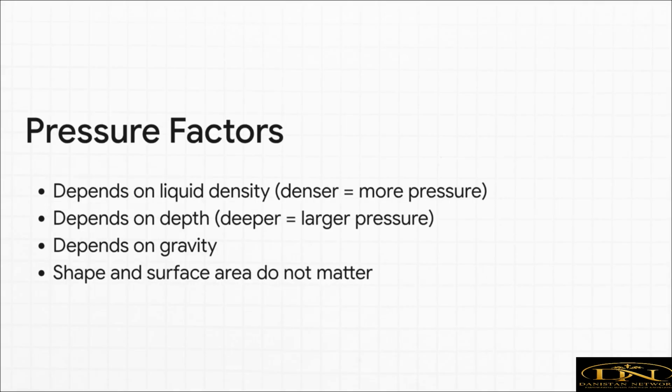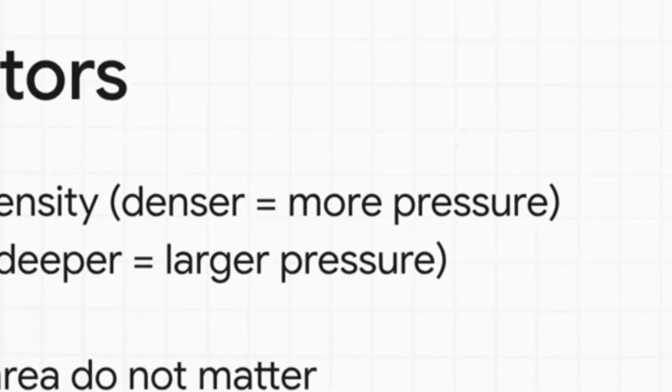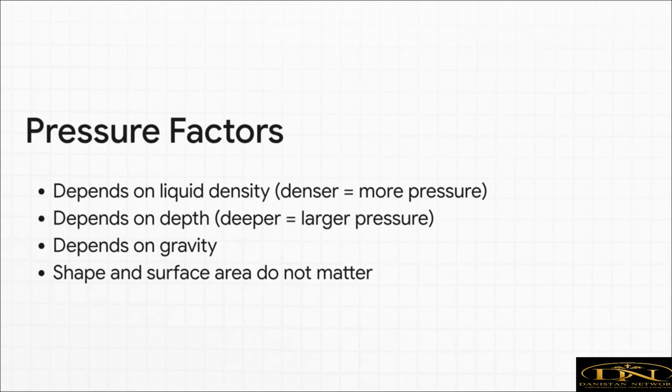So, consolidating that derivation, let's isolate the variables that actually survived. Liquid pressure depends solely on 3 things. First, the density of the liquid. I mean, swimming in a pool of mercury will crush you much faster than water. Second, the depth. The deeper you dive, the higher the pressure climbs. And third, gravity. Notice what is entirely missing from this list: the shape and the surface area of the container. They literally do not matter at all.